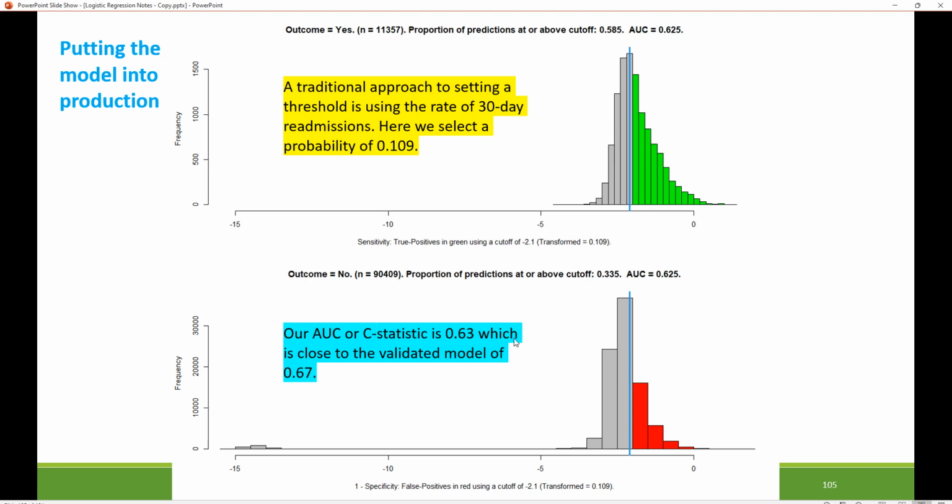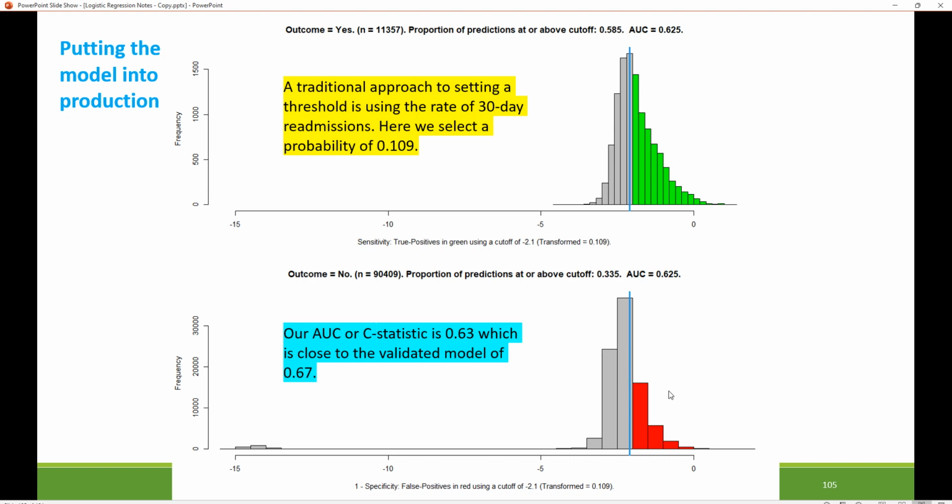So on the bottom we see that for our false positives, that would be the proportion of predictions at or above the cutoff on the lower graph. That's 0.335. We would definitely like to keep that number down, but it's not too bad. There is some good and bad with these results, but considering it's 30-day readmissions, it's not too bad.